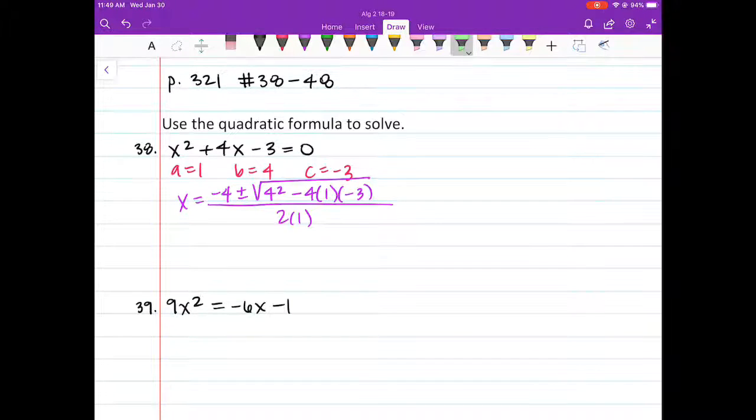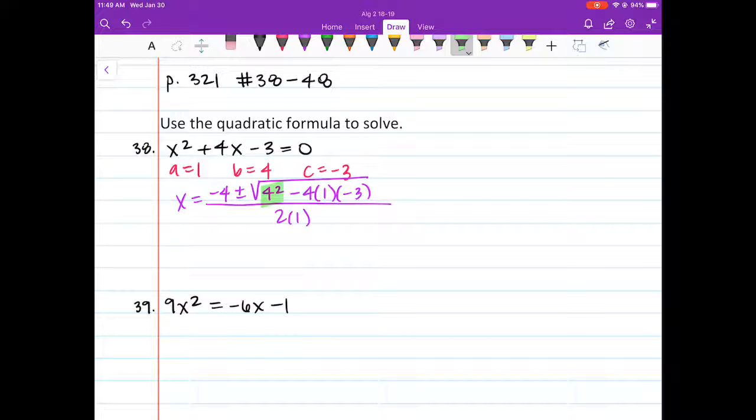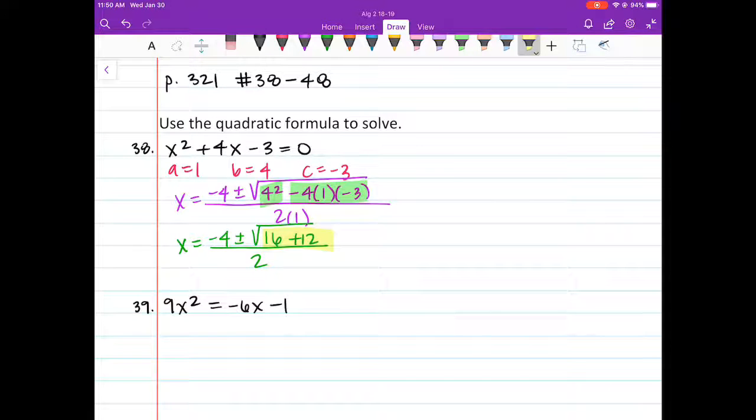So I would look at this and I would say, oh, okay, I can do 4 squared and I can do negative 4 times 1 times negative 3. So now I'll have x equals negative 4 plus or minus the square root of 4 squared is 16, and then negative 4 times 1 times negative 3 is positive 12. All over 2 times 1, which is just 2. And then again, simplifying as much as possible, 16 plus 12 under the radical, I'm going to have 28. So x equals negative 4 plus or minus radical 28 all over 2.